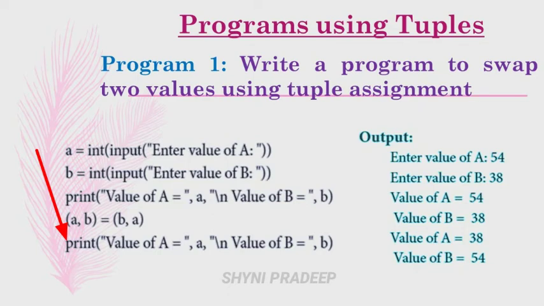Now value of A is equal to what? B value. Okay, 38. Value of A is equal to 38. And next, slash n, new line, value of B equal to B. Now B value is what? A value. A value is what? 54. So now value of A is 38 and value of B is 54. This will be printed on the output screen.